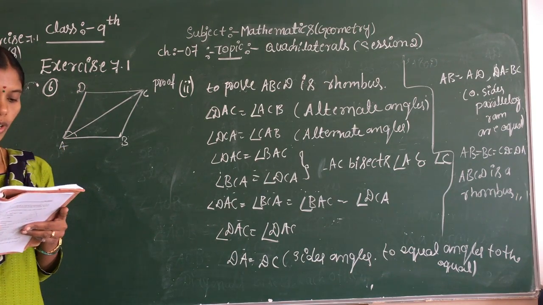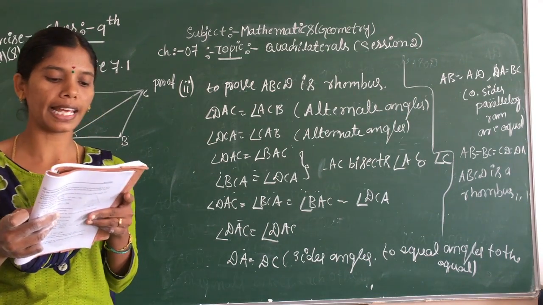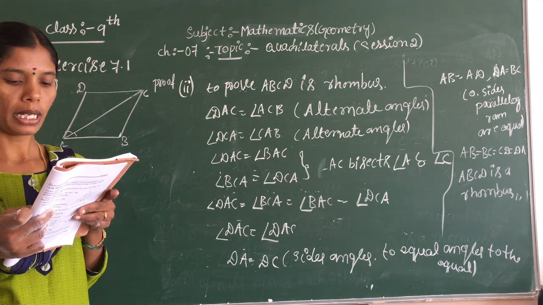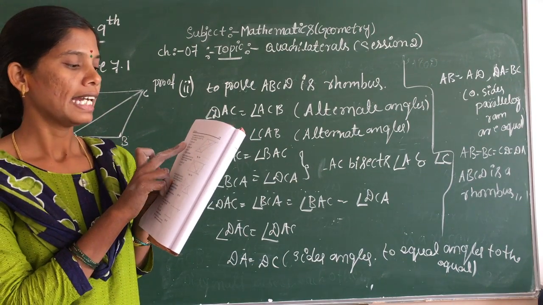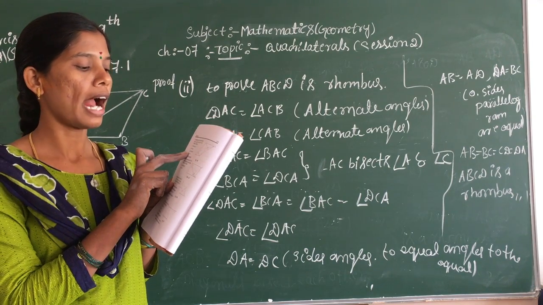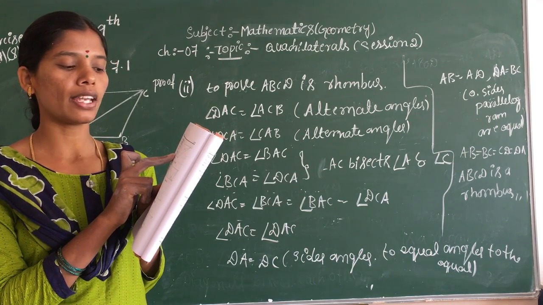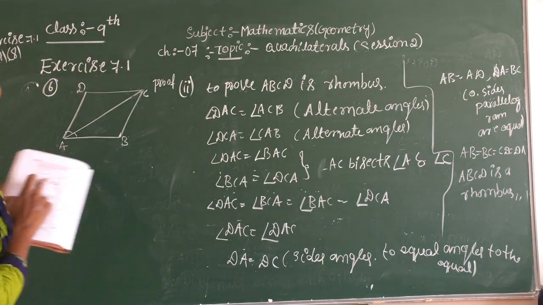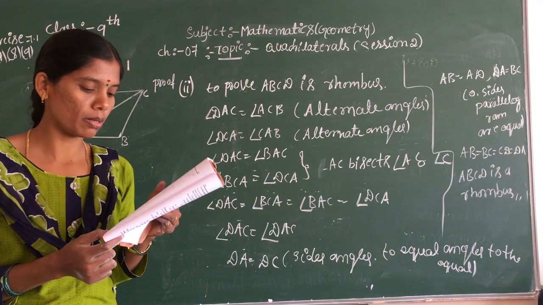Now next, 9th one. In a parallelogram ABCD, two points P and Q are taken on diagonal BD such that DP is equal to BQ. Show that: first, triangle APD congruent triangle CQB; AP is equal to CQ; third, triangle AQB congruent triangle CPD; AQ is equal to CP; and APCQ is a parallelogram. You do that properly. Now next we shall move on.